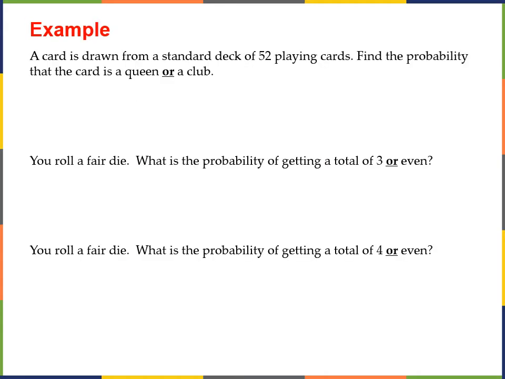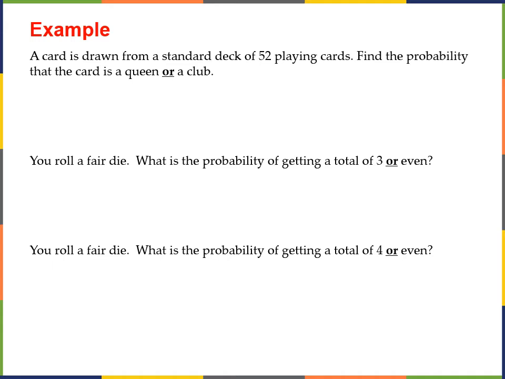Okay, so let's do a few more "or" probabilities so you can get more comfortable with this formula. Here's a couple of "or" probabilities. A card is drawn from a standard deck, 52 cards. Find the probability that that card is a queen or a club. When we're looking at these, it's really about mutually exclusive. Can it both be a queen and a club at the same time? In this case, yeah, it can.